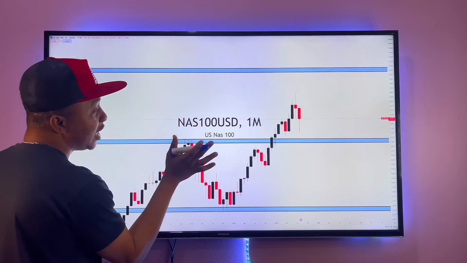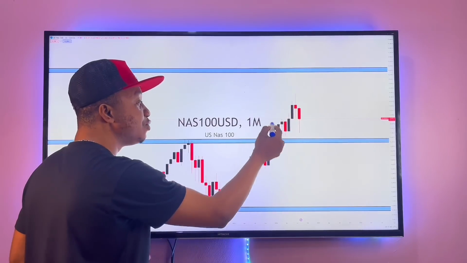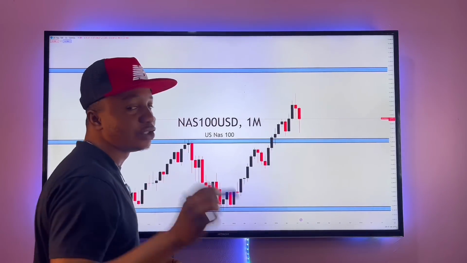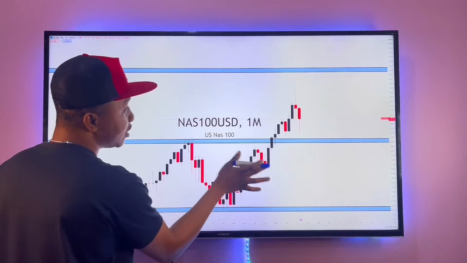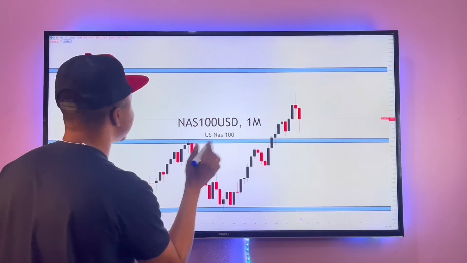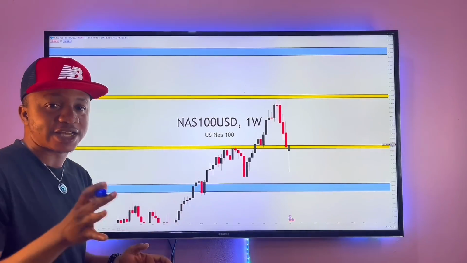So NAS100, let's take it further to the weekly time frame and then get to understand how we may be able to find an opportunity to the upside as price keeps going to the upside. All right, let's take it further to the weekly time frame and add more details on this technical analysis. Okay, so this is NAS100 on the weekly time frame.